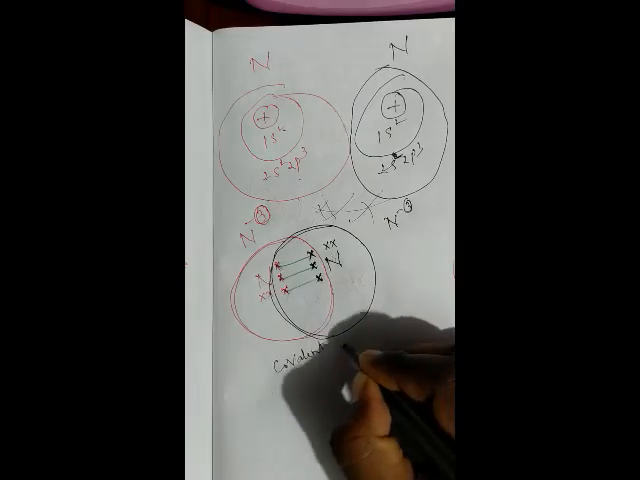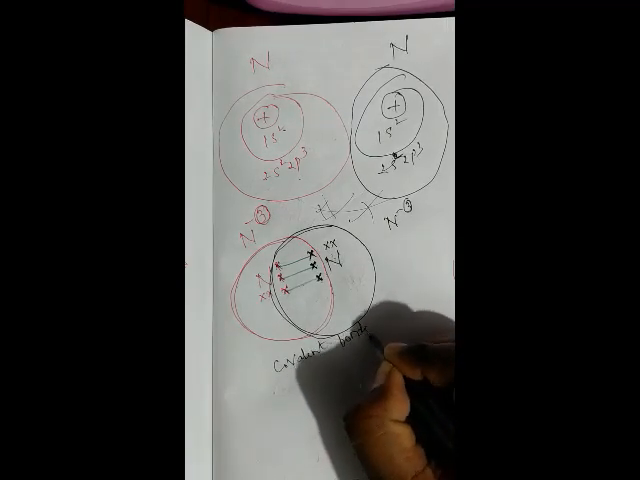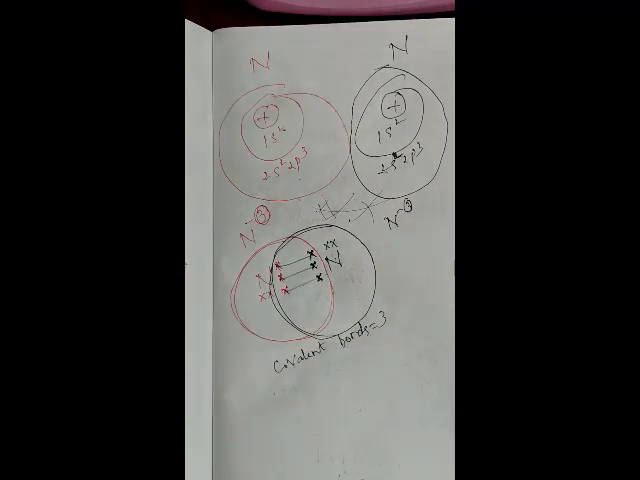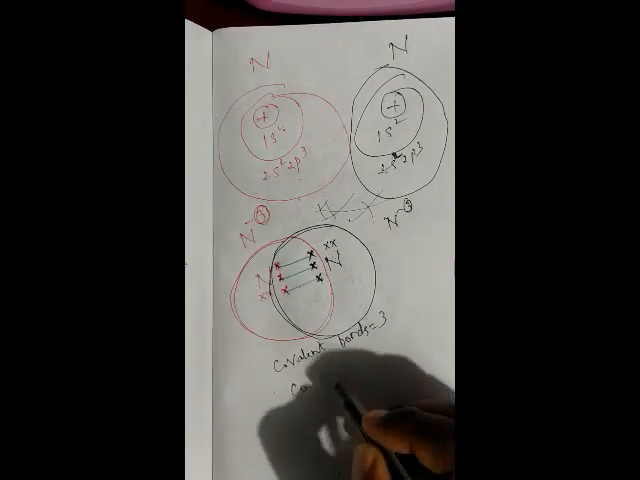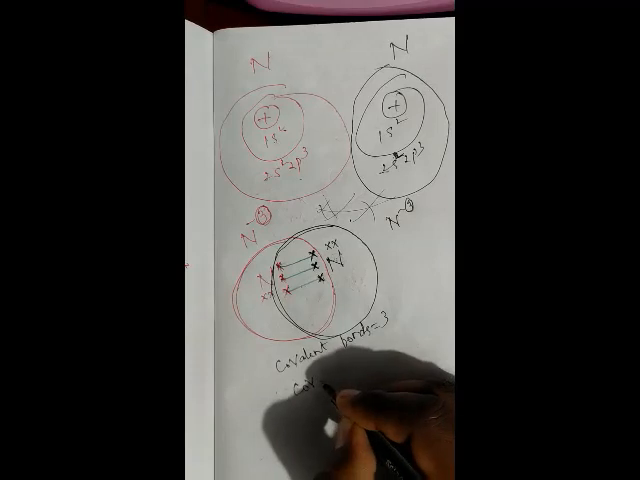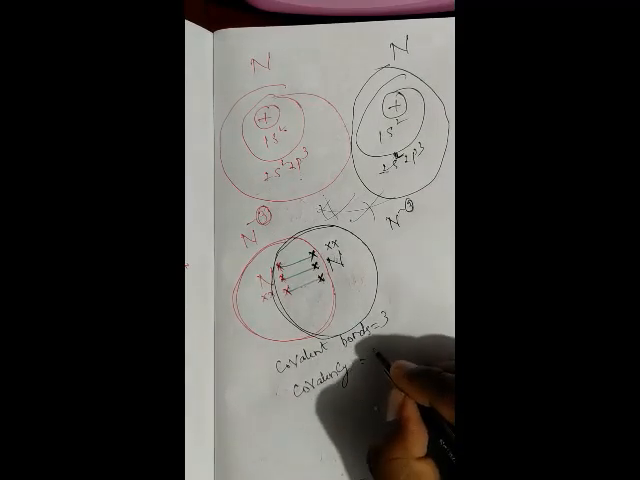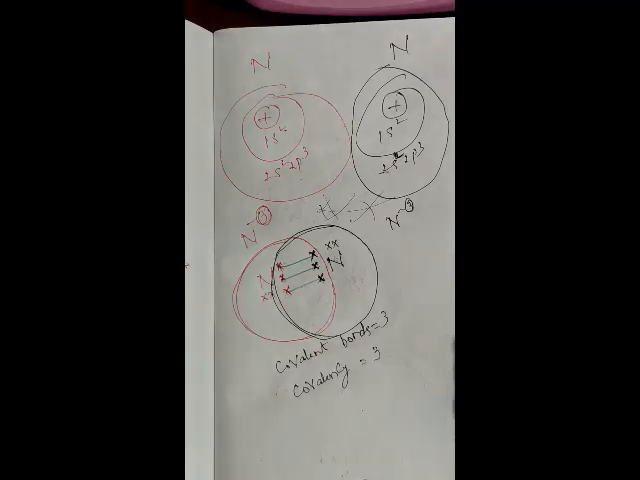Covalent bonds are three. One, two, three. Three covalent bonds. And here, covalency is 3. Covalency is nothing but the number of covalent bonds. How many covalent bonds are present in a particular compound or molecule, that is known as covalency. Okay. Next.